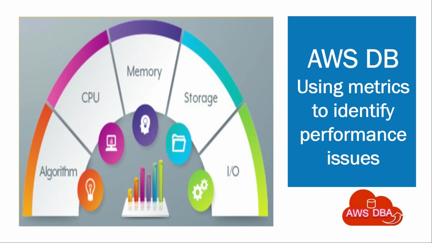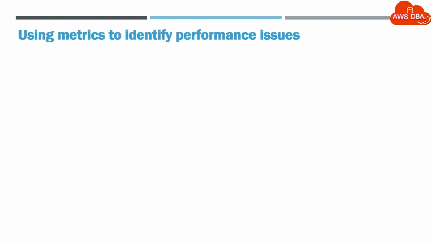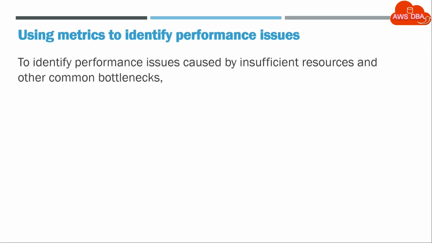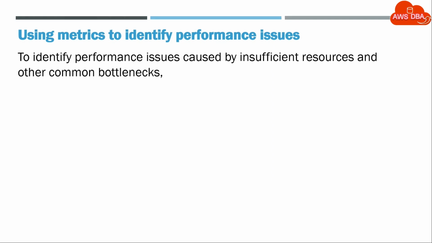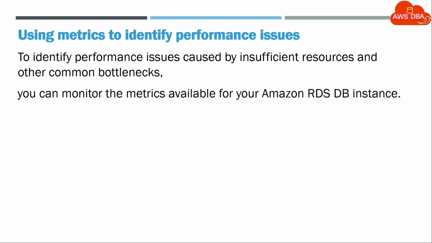In this session, we are going to see about using metrics to identify performance issues. To identify performance issues caused by insufficient resources and other common bottlenecks, you can monitor the metrics available for your Amazon RDS DB instance.